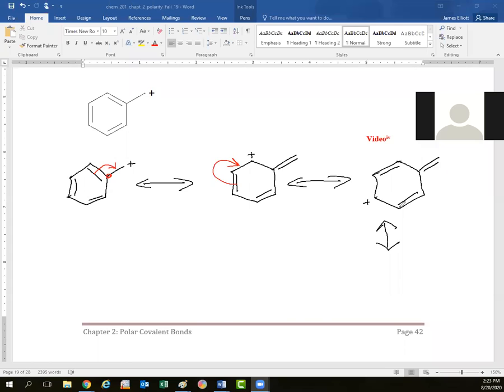So it needs help from its neighbor. So this pi bond swings around to form a next resonance structure. Look how consistent it is. Wherever the charge is, it's an adjacent pi bond that swings around, an adjacent pi bond that swings around.